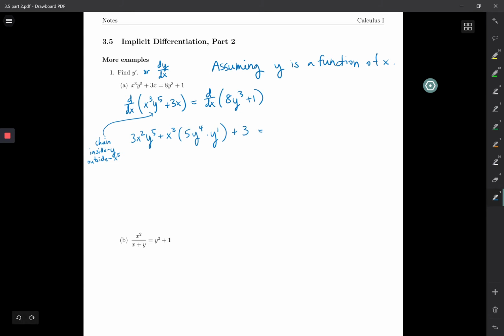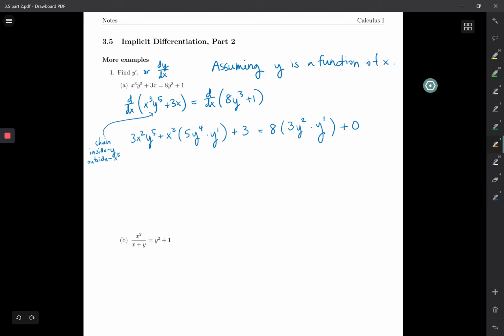And then on the other side, we have the derivative of 8 times y cubed. So this is really similar to taking the derivative of y to the fifth. So leaving that constant out front, we then take the derivative of y cubed. So that will be 3y squared from the power rule, multiplied by the derivative of the inside function, which is y, or the derivative will be y prime, right? And then we have the derivative of 1, which is just 0, so I'll just write plus 0 there.